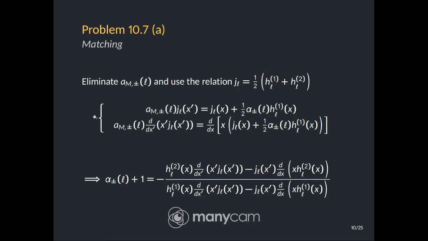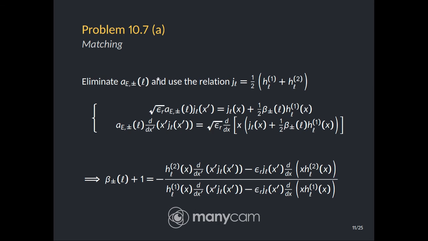The two boundary conditions related to the am are these two. And to eliminate am, we just divide the second equation by the first one. And after some algebra and simplification, you will get that alpha plus 1 is equal to this expression. And it's the same for the beta and the ae.